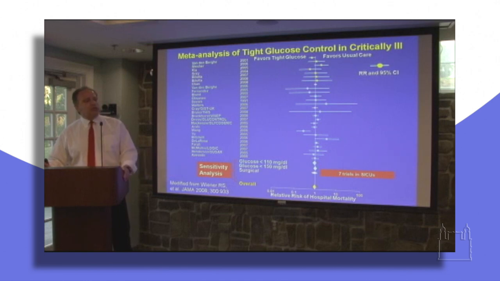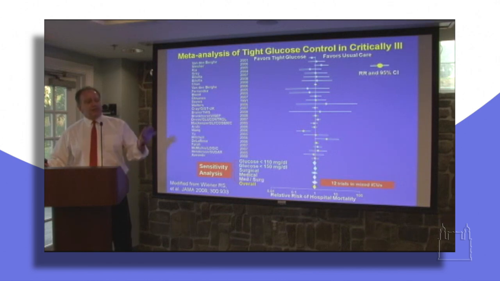If you just looked at surgical intensive care units, the effect was the same, no benefit. If you looked at just medical, no benefit. If you looked at med-surg, still no benefit. So that's what a sensitivity analysis is, which you should do in all meta-analyses to see the consistency of the findings. The I-squared gave you an idea that the effects would be consistent. This is confirmatory.